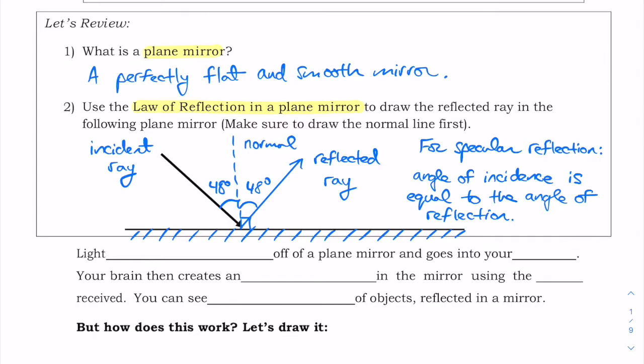When light hits a mirror, it reflects, and that reflected light eventually makes its way into our eyes. Our brain then processes that light to create an image, and it does so using the light received. But when we're looking in a mirror, we're not actually seeing the object itself, we're seeing images of the objects. And these images are reflected in the mirror. So let's see how it works by looking below.